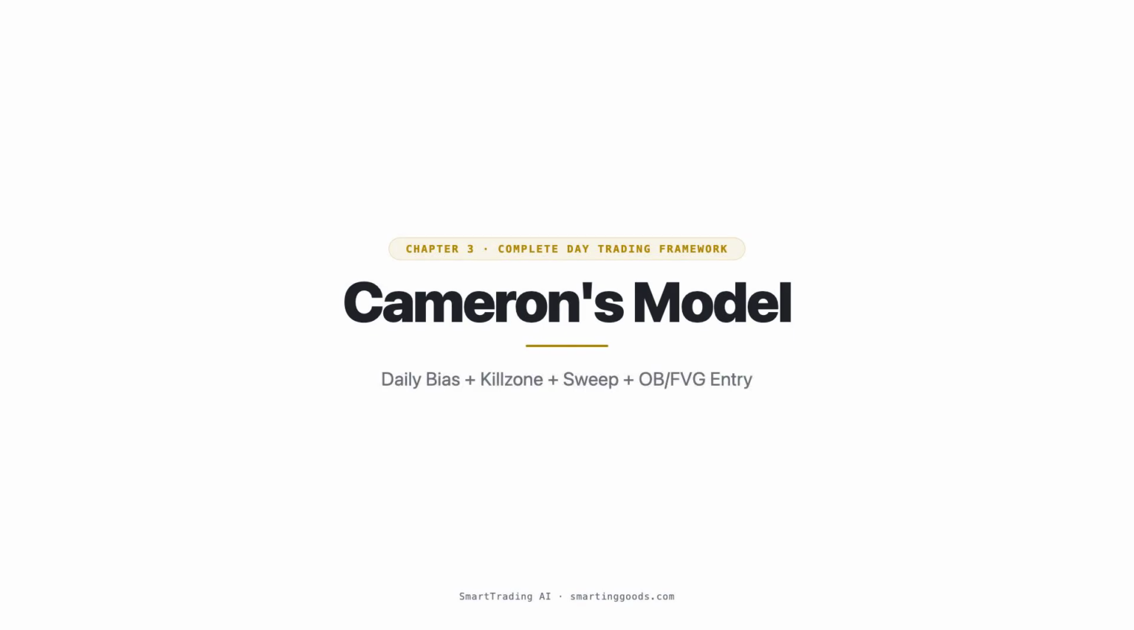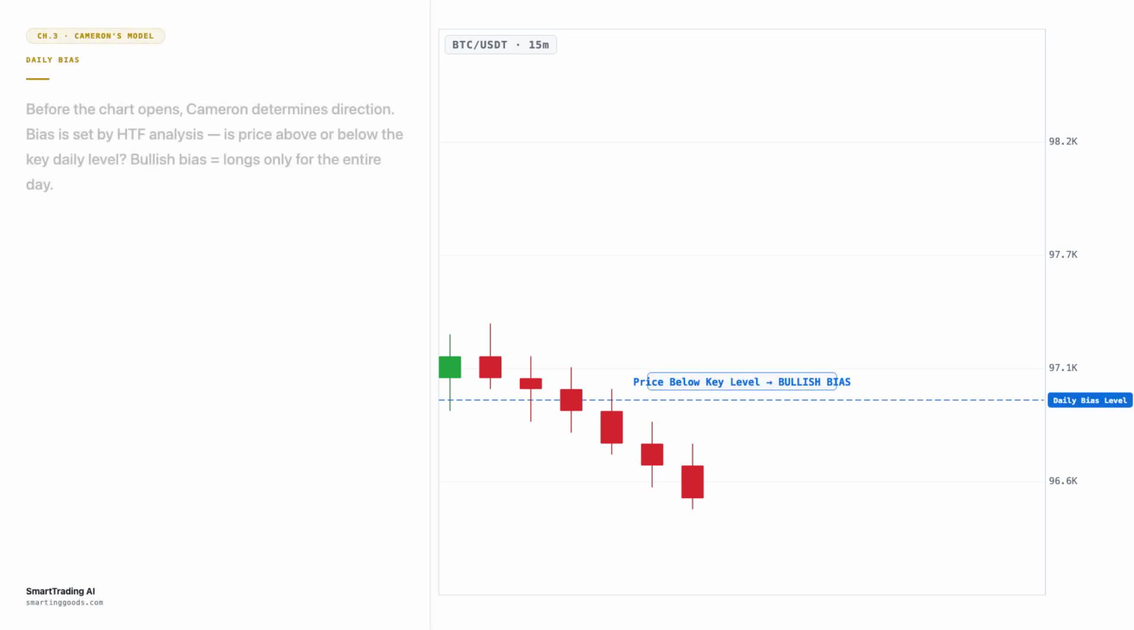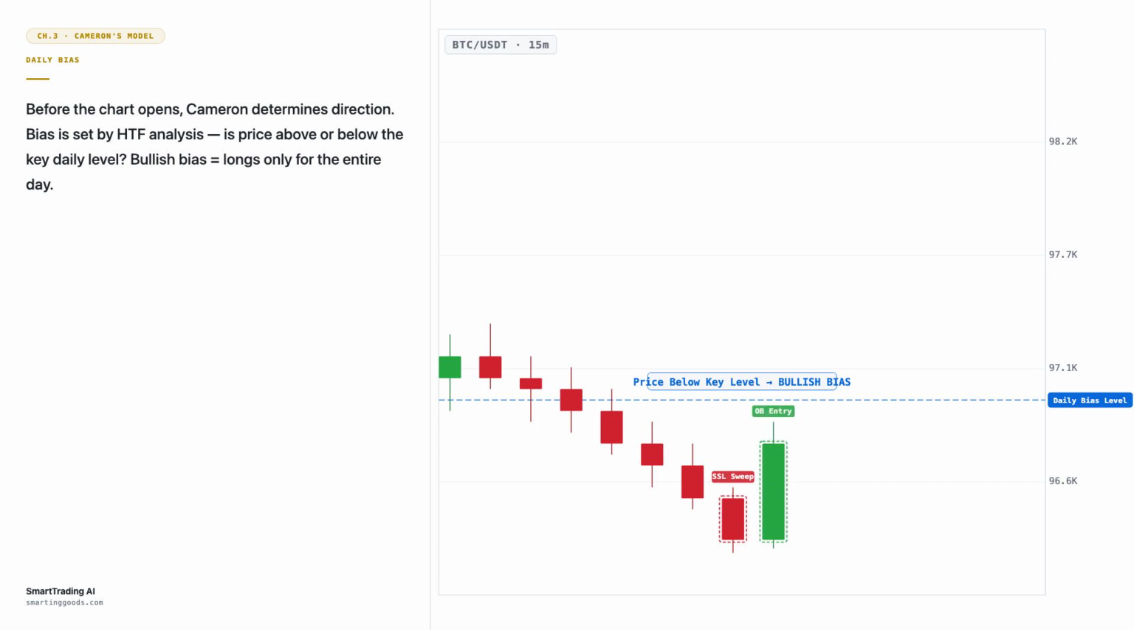Cameron's model is a complete day trading framework built on 3 ICT pillars: daily bias, a liquidity sweep, and a kill zone entry. It ties everything together into a repeatable process that serious ICT traders use every single day. Step 1. Daily bias. Before you open a chart at the New York Open, you determine the direction for the day. Daily bias tells you which direction institutions are likely to deliver price. The bias is set by analyzing the higher time frame. If price is trading below a key level, bullish bias, you are looking for longs today. If price is above a key level, bearish bias, you are looking for shorts.